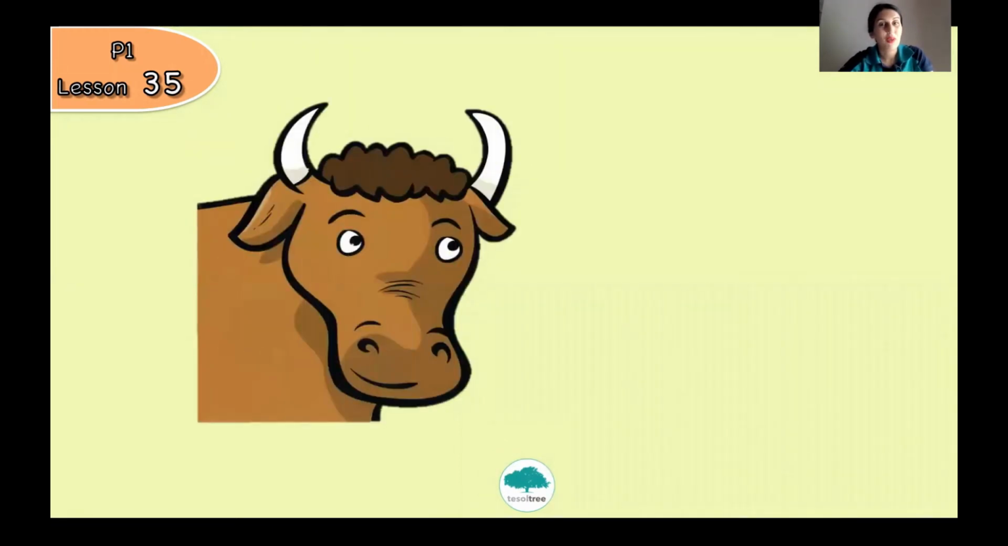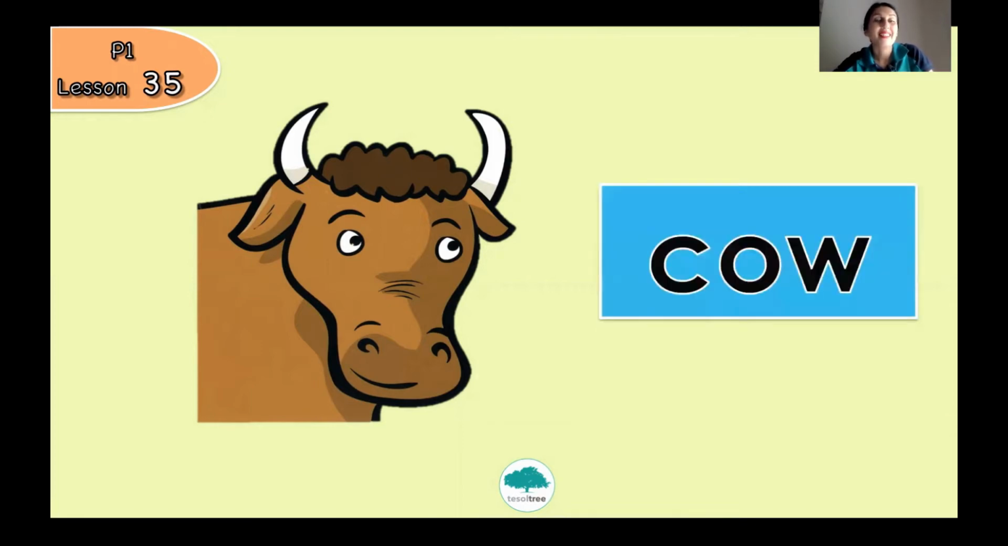Look, P1, who is this? Do you need my help? It's a cow. Cow. I want you to spell together. C-O-W. It's a cow. Okay. Very good. One more picture.